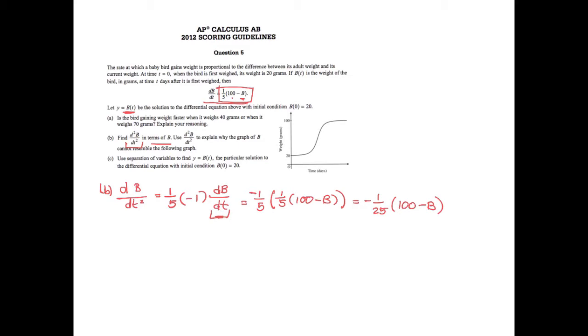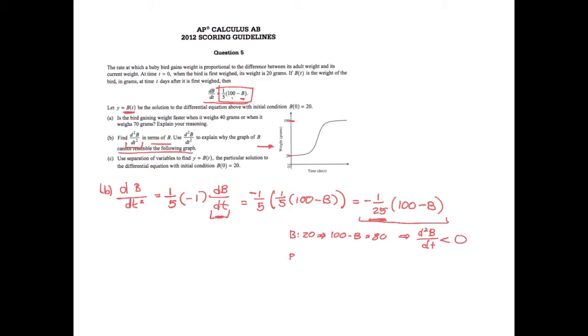Now, the second part of this question says, use the second derivative to explain why the graph of b cannot resemble the following graph, and that's this graph over here. Well, in this graph, you'll see that our values of b are bounded between 20 and 100. So let's take a look at what that means. If b was 20, then 100 minus b is going to be a positive number. It's going to be 80, right? So that would mean that the second derivative is negative, right?